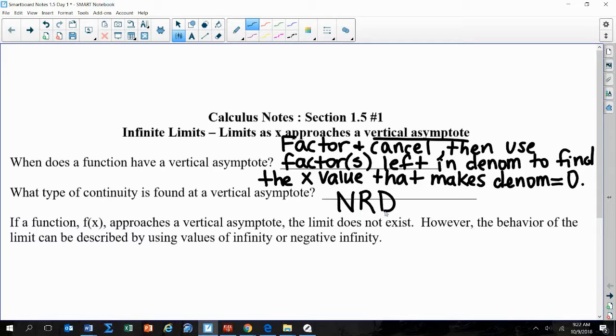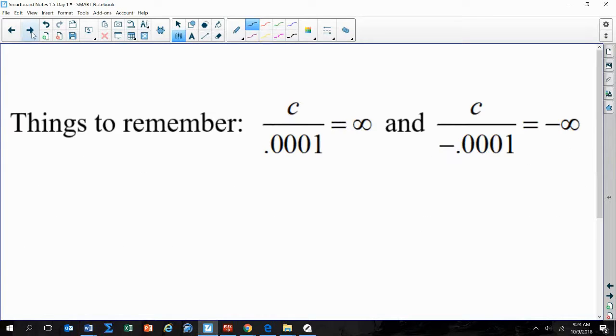If a function f of x approaches a vertical asymptote, the limit does not exist. Right? The overall limit does not exist as we approach a vertical asymptote. However, you are still going to describe the behavior of the left and right hand limits. Right? We talked about that. How for right and left hand limit, I never want you to put does not exist. I want you to describe the behavior. So if we're approaching a vertical asymptote from the left or right hand side, I either want you to put infinity or negative infinity. Tell me what's going on. It says the behavior of the limit can still be described by using values of infinity or negative infinity.